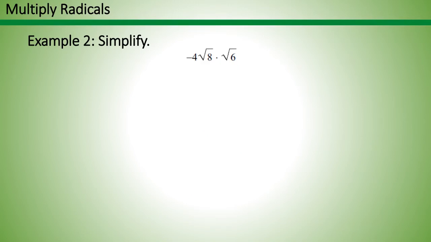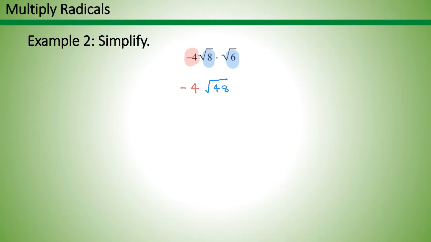Okay, here's another example. On this one, notice that you have a negative 4 on the outside of the radical. On the inside, we have an 8 and a 6, okay? Since negative 4 is the only thing outside of the radical, that's just going to stay as negative 4. 8 and 6, since they are both on the inside, I can multiply those together, and it's square root of 48, okay? Now I just need to simplify my answer.